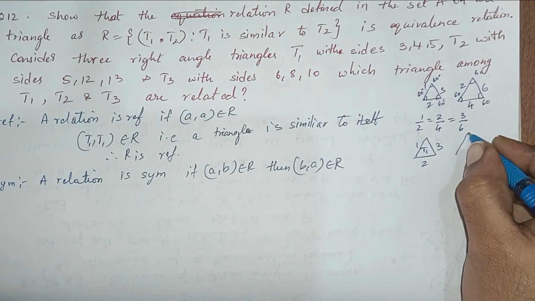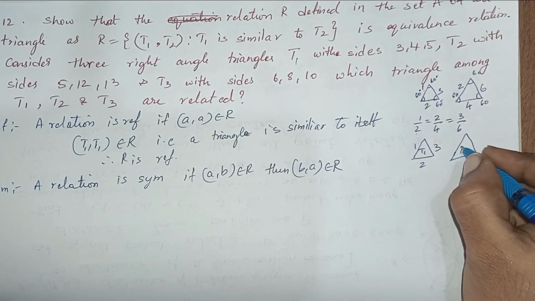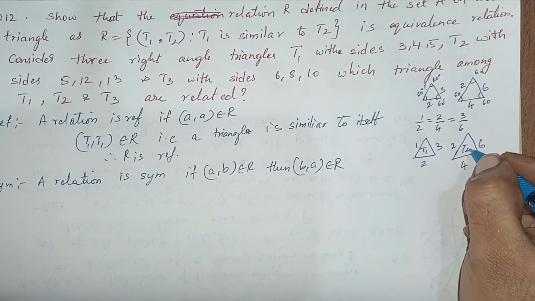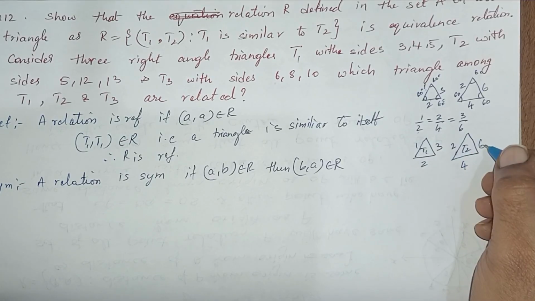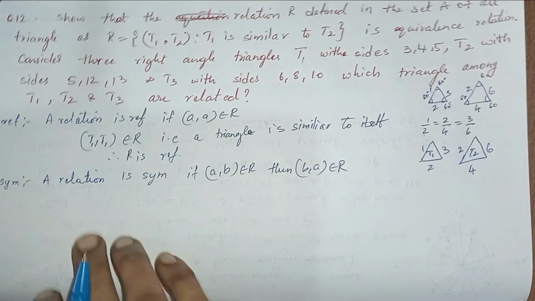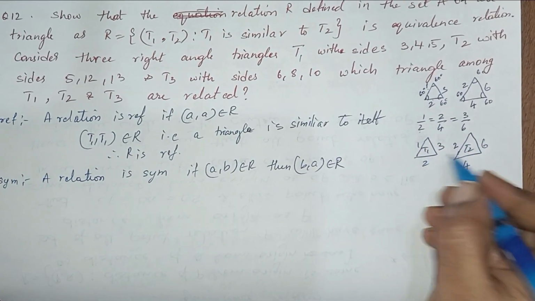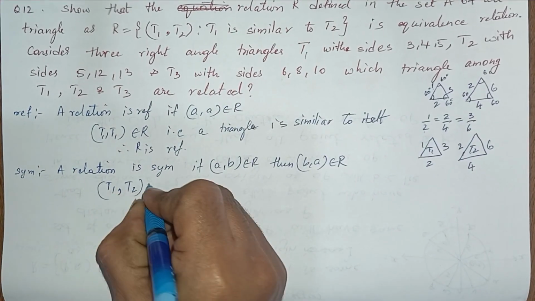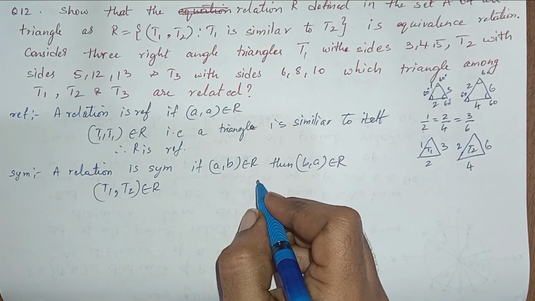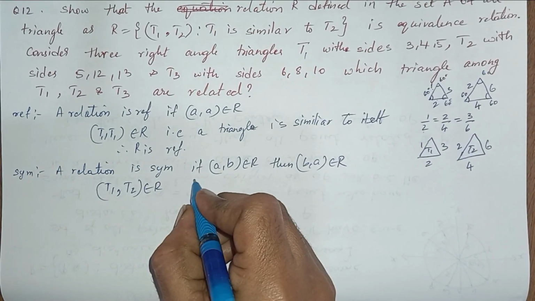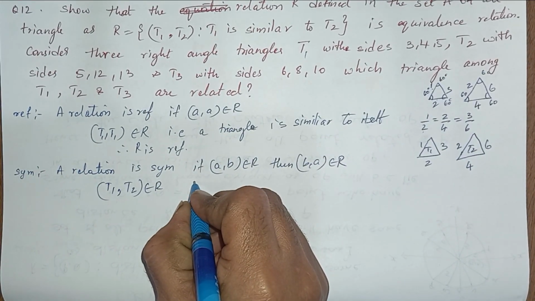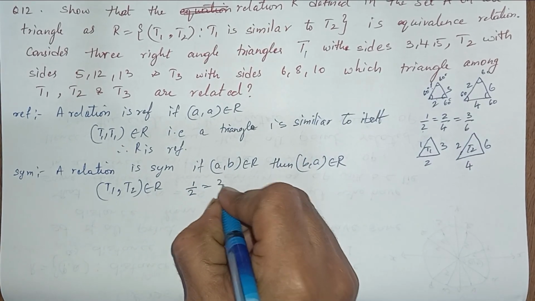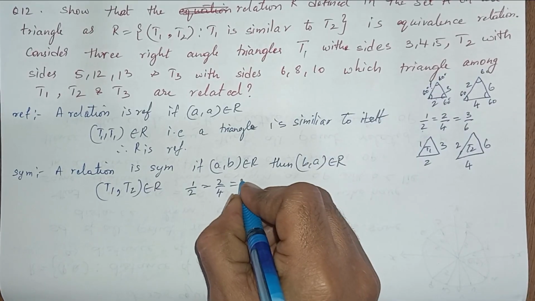If I am taking one more triangle, that is the T2 triangle, it is 2, 4 and 6. So I am taking a second triangle, 2, 4 and 6 as its sides. First, we have to check for the relation T1 comma T2. So T1 comma T2 belongs to R, where you can see those ratios: for T1 and T2, 1 by 2 is equal to 2 by 4 is equal to 3 by 6.